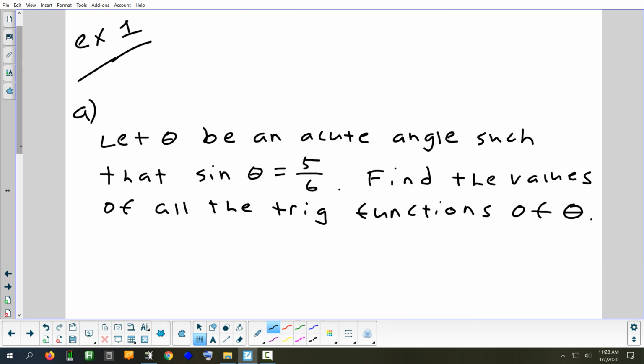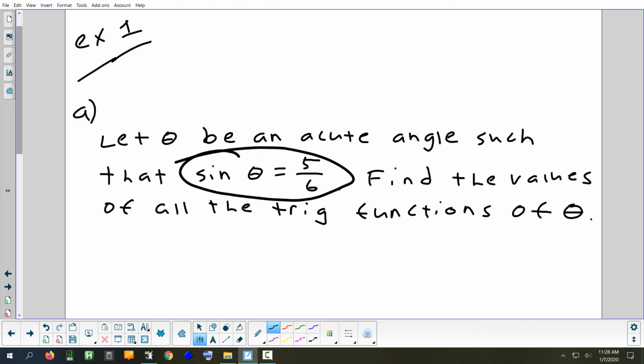If I tell you the sine, can anyone tell me specifically what pieces of information I'm giving you? Because it's always the same. Okay, so the definition of sine is always the same. So what two specific things have I told you by saying that? I have told you that the opposite side is 5 units, and I've told you the hypotenuse is 6 units.